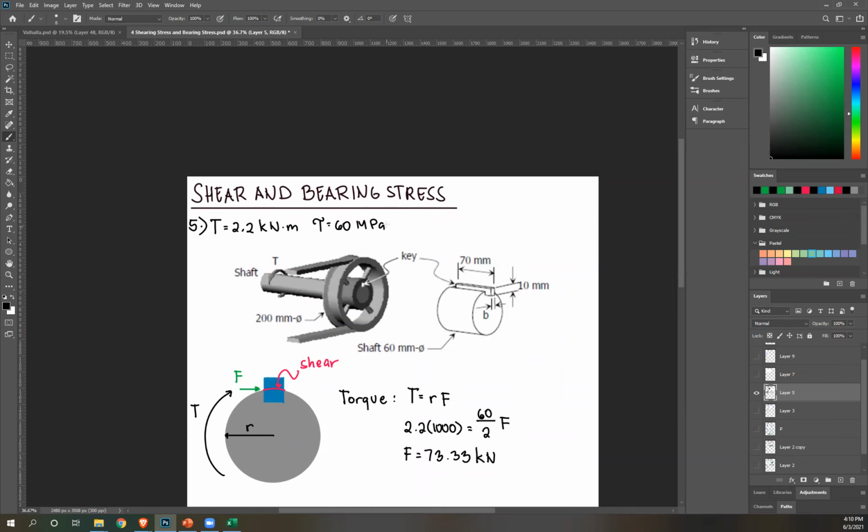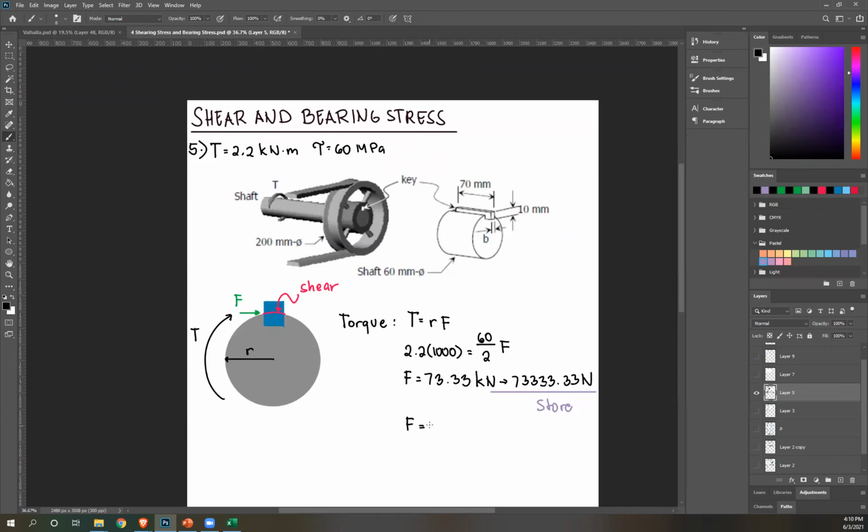Kilonewton. But our stress is in MPa, that's Newton per millimeter squared. So converting this to newtons, just times 1000. So that's 7333.33 newtons. And then, as usual, store that. And that F is equal to your shear force. Okay, now we have your shear force.